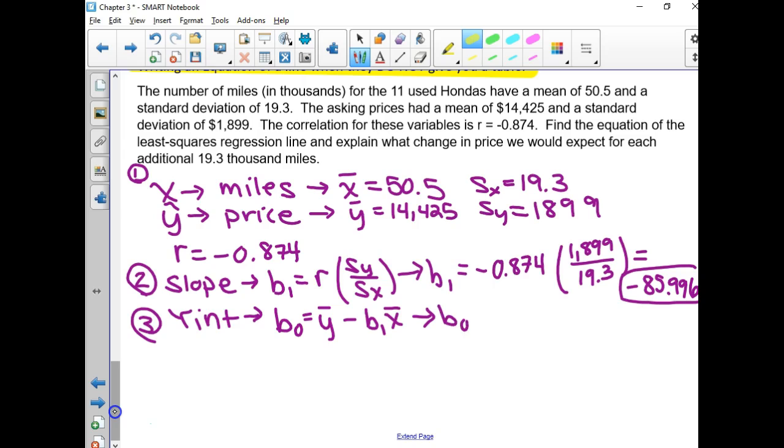So I say b sub naught is equal to y bar, 14,425, right? y bar minus b sub 1, we just found that, negative 85.996, times x bar, 50.5. $18,000, what? 600? 767? Can someone confirm? Yeah, 767? Okay, thank you. So we have my b sub 1, we have my b sub 0, we have our slope, we have our y-intercept.